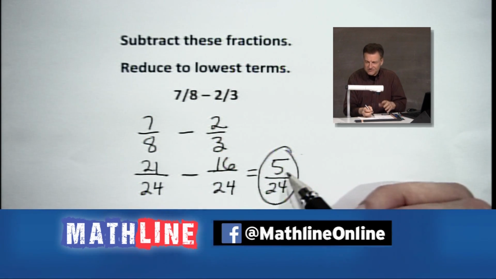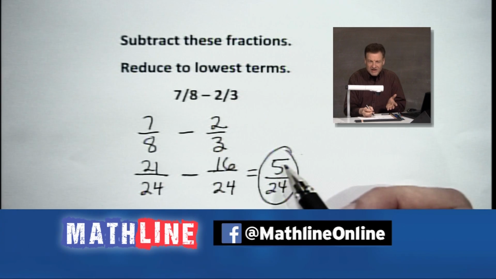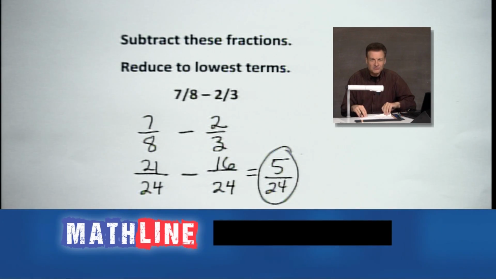So again, mental math moments here. And by the way, 5 won't divide into 24. 5 is a prime number. You're finished, okay? You're finished reducing this one down. So it works out very nicely.